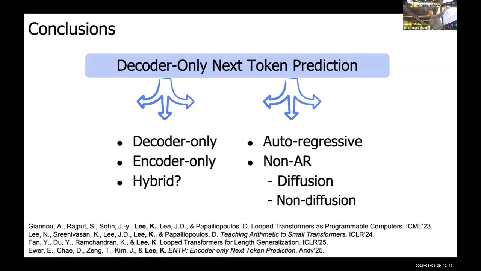Next token prediction: most people are working on autoregressive generation from left to right, but non-autoregressive generation is becoming more and more popular. We still have less theoretical understanding of how they work. There are lots of interesting problems. It doesn't necessarily have to be diffusion models. It could be some non-diffusion, non-autoregressive generation as well.